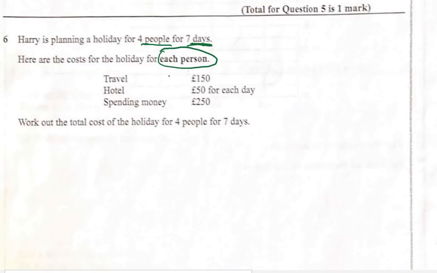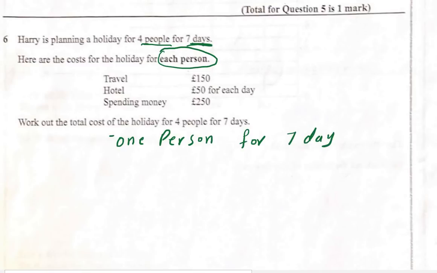So this is the information for each person. First, if we find the price for one person for 7 days, then we times by 4 because we need to find for 4 people. There's a different way to do this question as well. But I'm going to find the price of one person for 7 days.